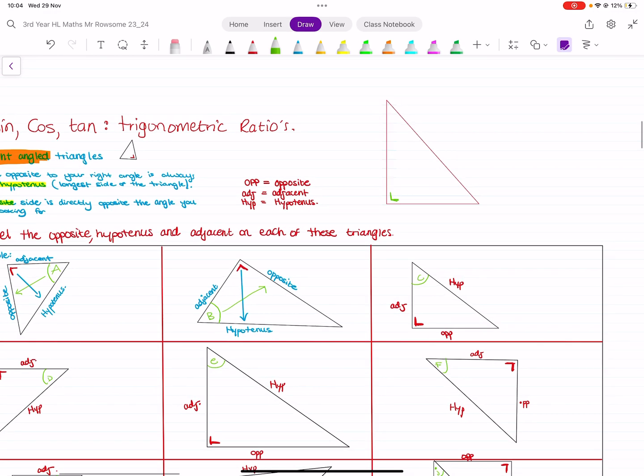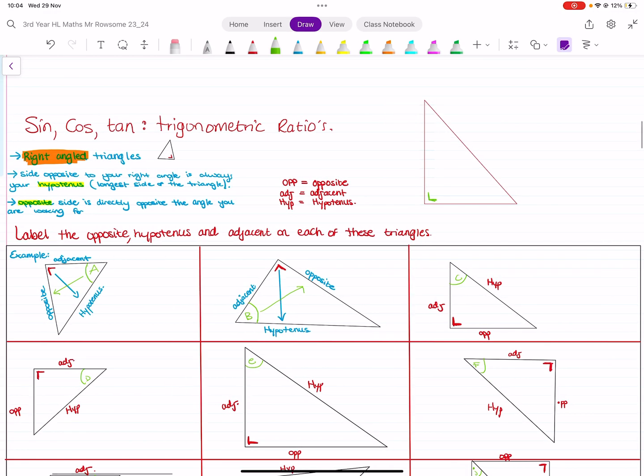Okay, we first look at the right angle and we can label a side based on a right angle. If a right angle is there, then our hypotenuse is directly opposite. Okay, hypotenuse is directly opposite.